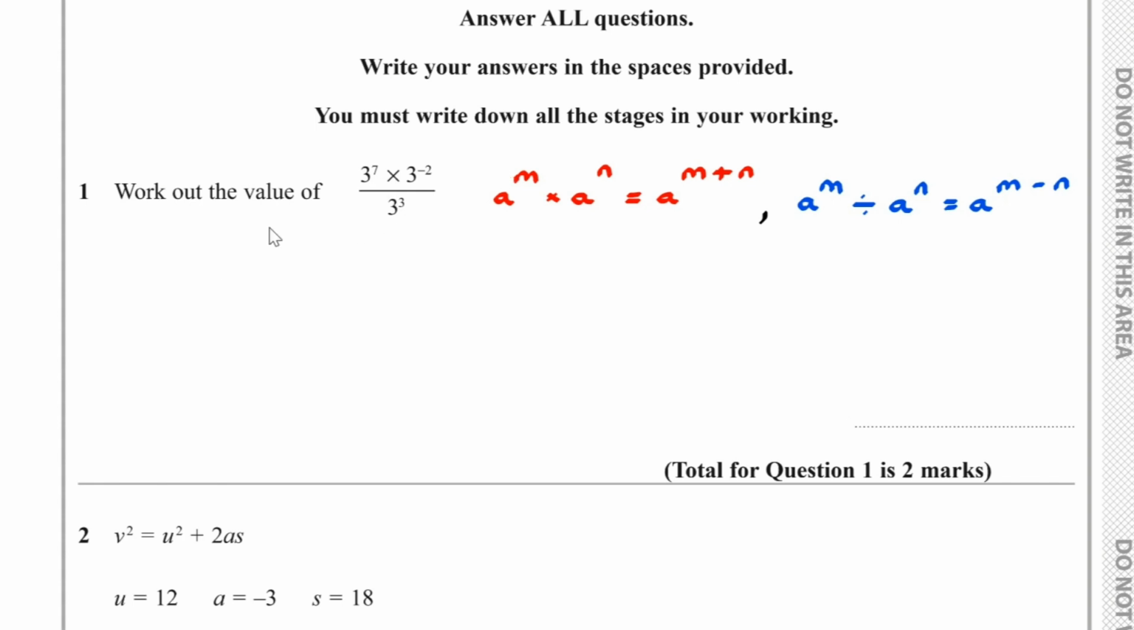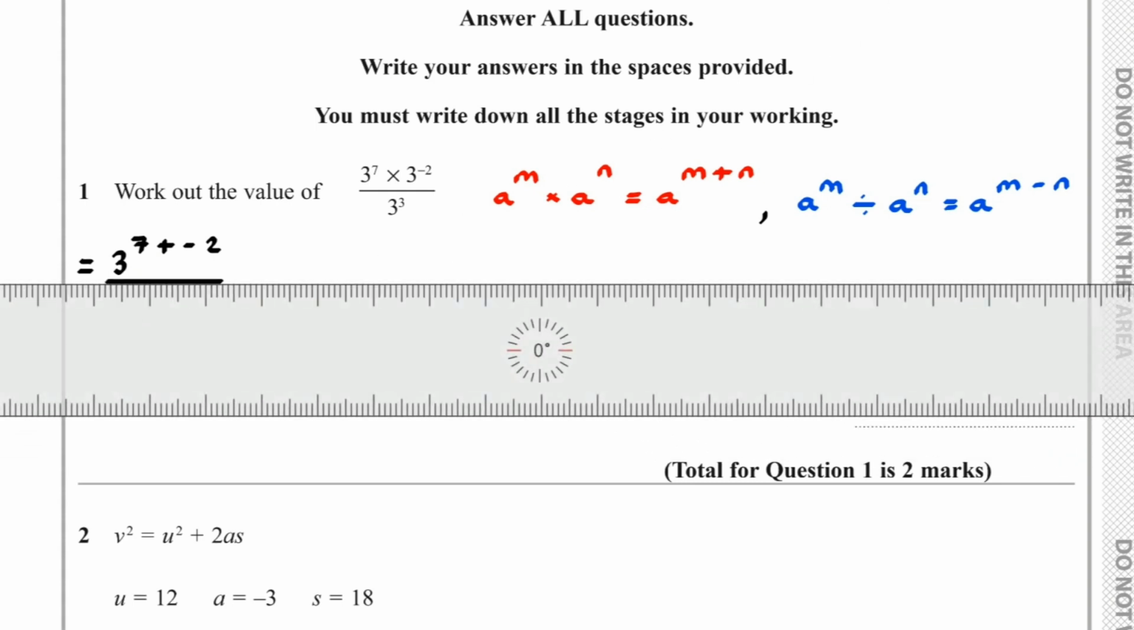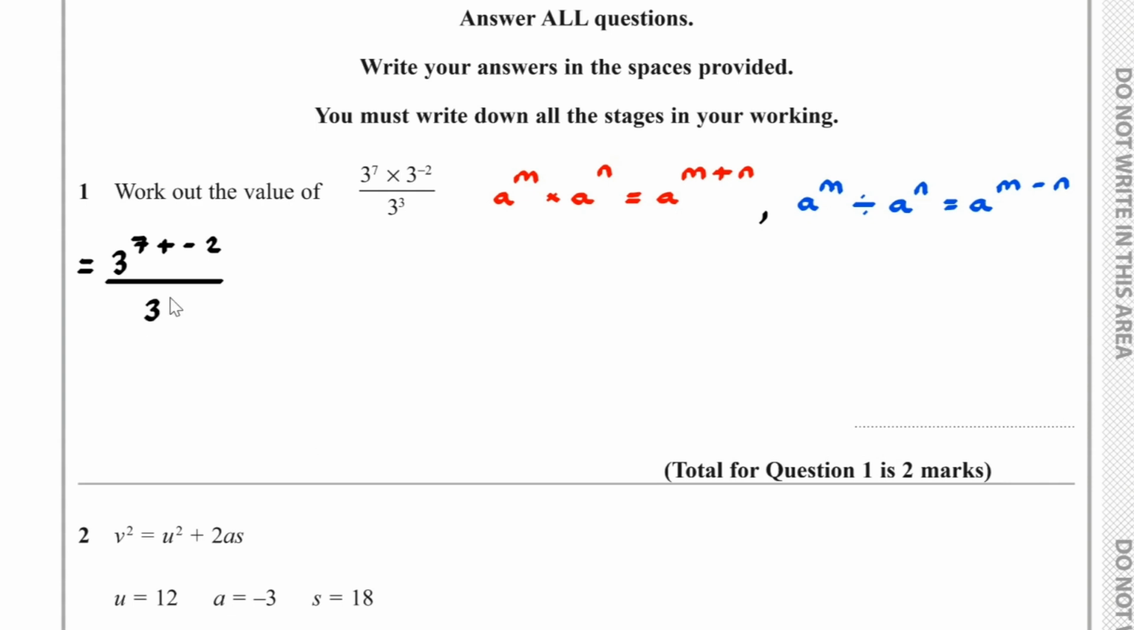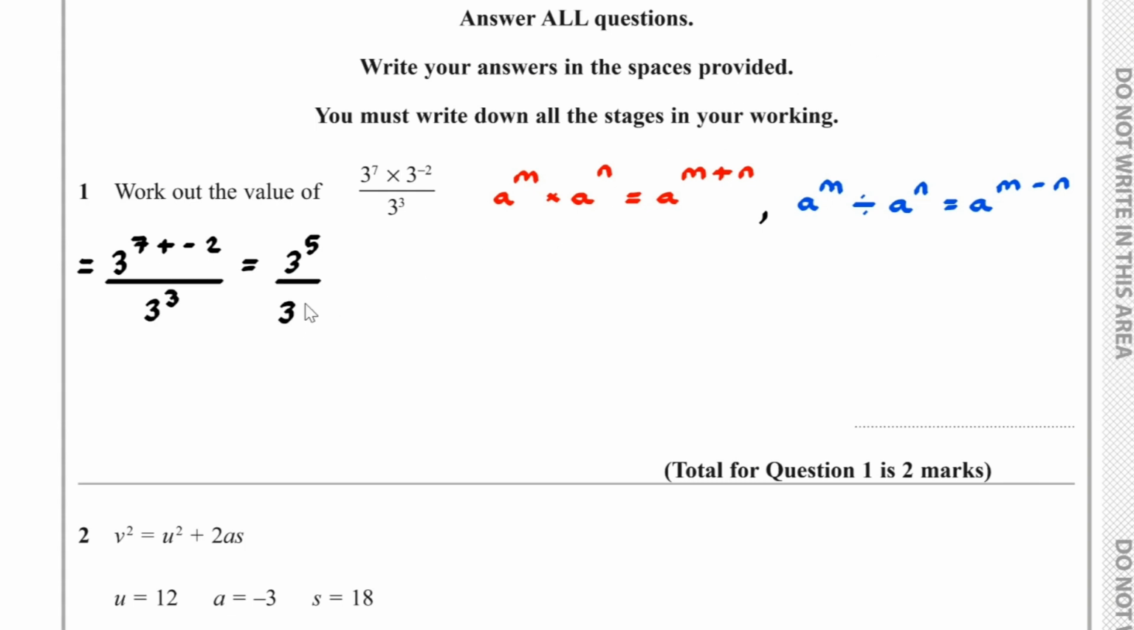And so, if we focus on what we have on the numerator, we have 3 to the power of 7 plus minus 2, and then we are dividing this by 3 to the power of 3. So on the top, we have 3 to the power of 5 divided by 3 to the power of 3, and now, because we are dividing with the same base, we subtract the powers.